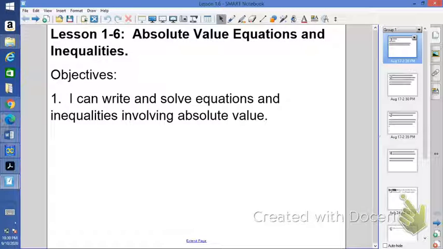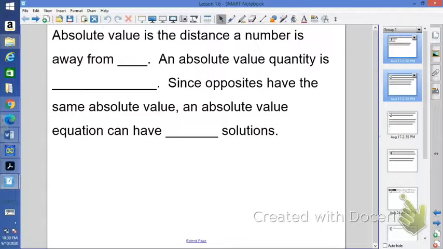Lesson 1.7 is on absolute value equations and inequalities, but we are just going to focus on the absolute value equations. Absolute value is the distance a number is away from zero, and an absolute value quantity is non-negative.